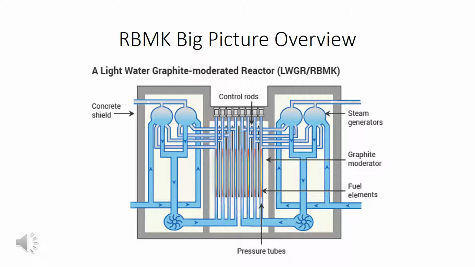The RBMK reactor operates very similarly to other nuclear reactors. It has a nuclear reaction which is utilized to generate heat, which creates steam in the steam cycle that turns the turbine, which creates power that ends up leaving the reactor.